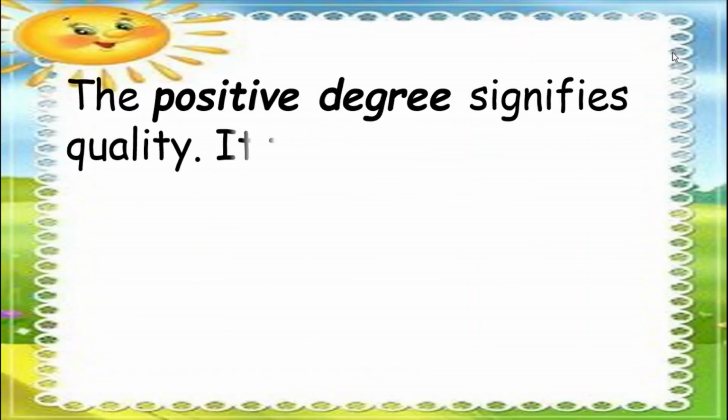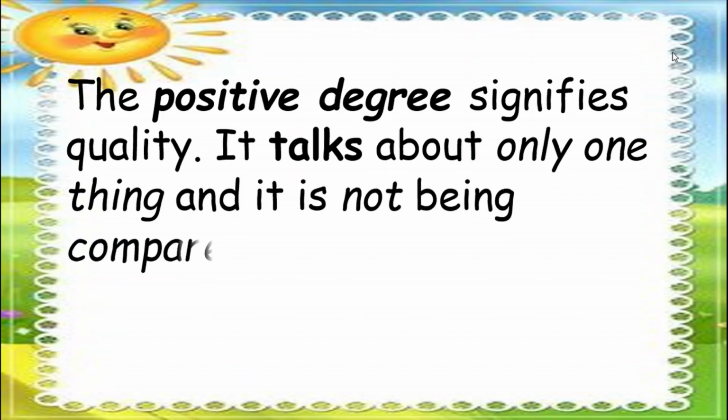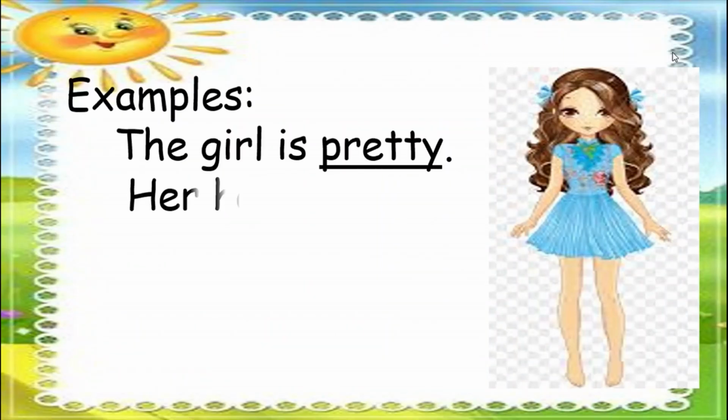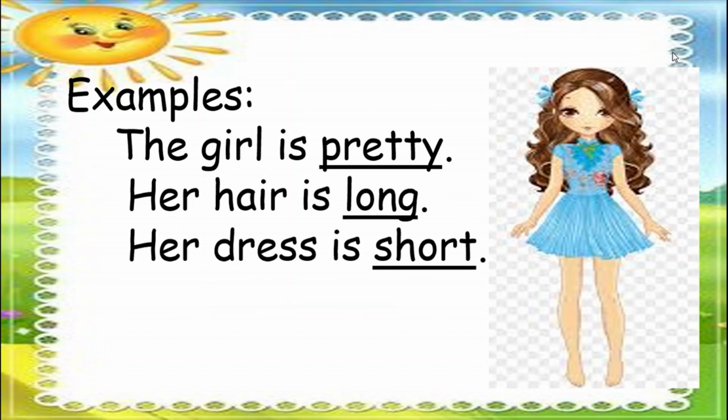The positive degree signifies quality. It talks about only one thing and it is not being compared with another. No comparison and it denotes quality. Examples: The girl is pretty. Her hair is long. Her dress is short.